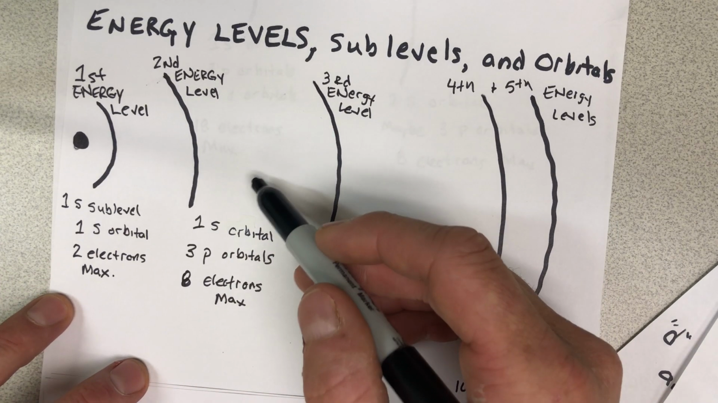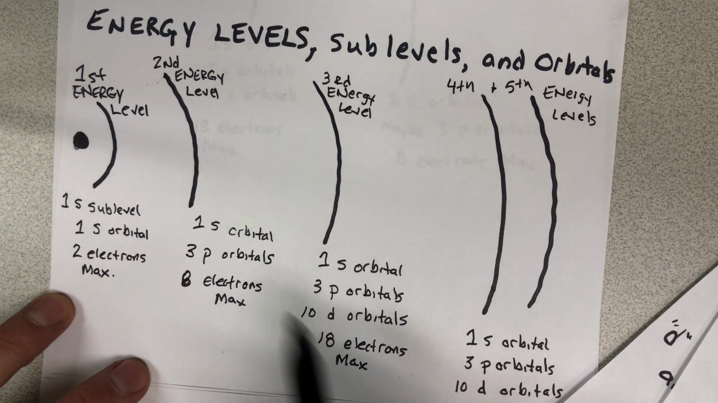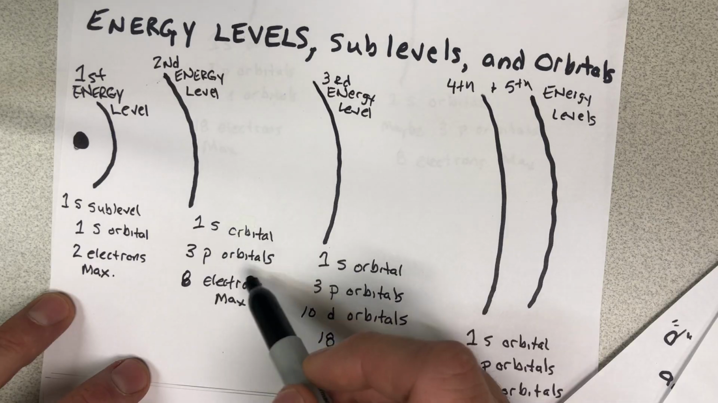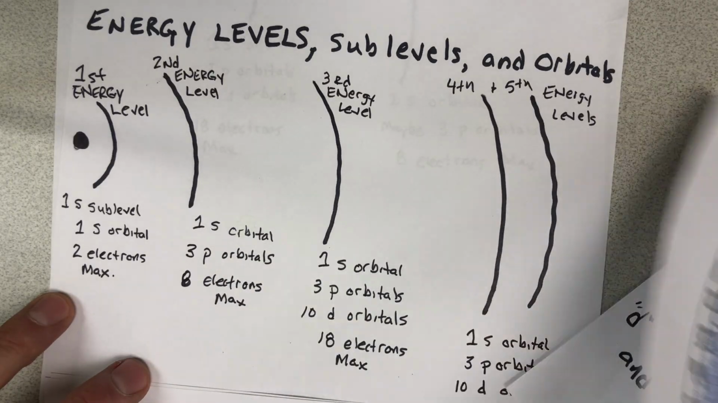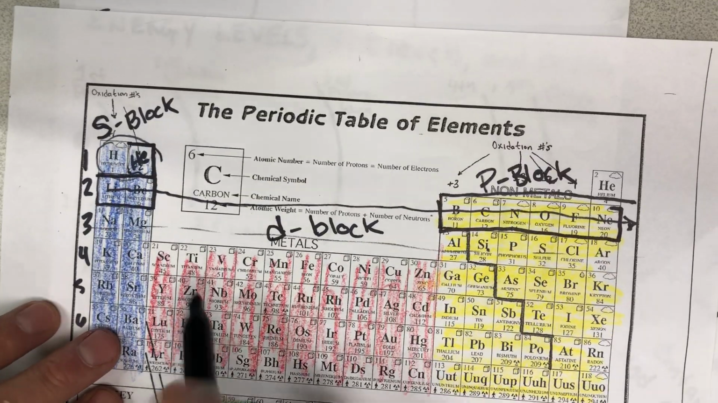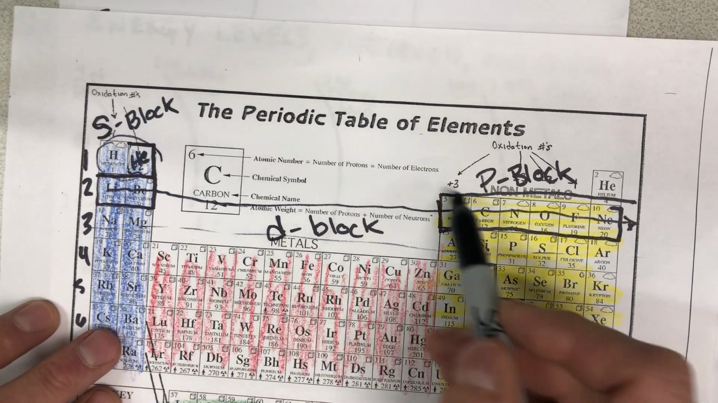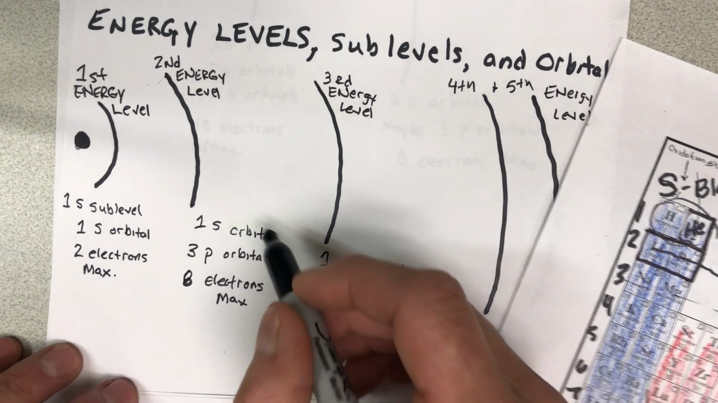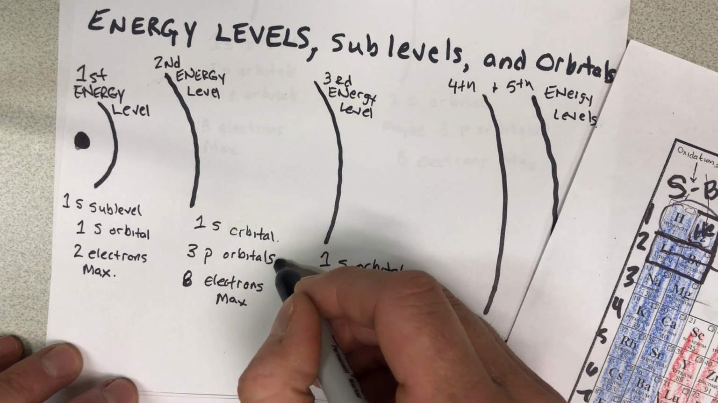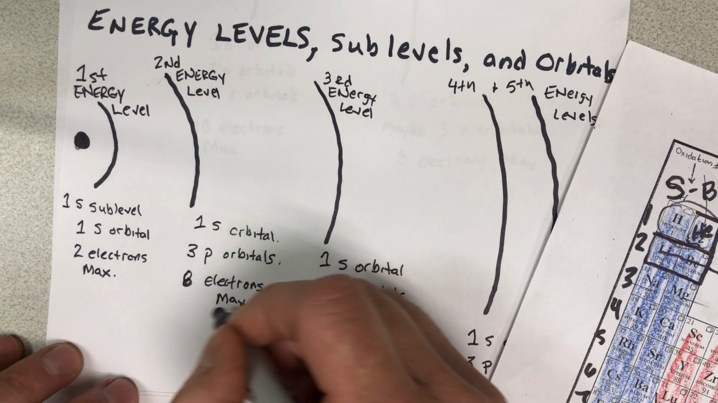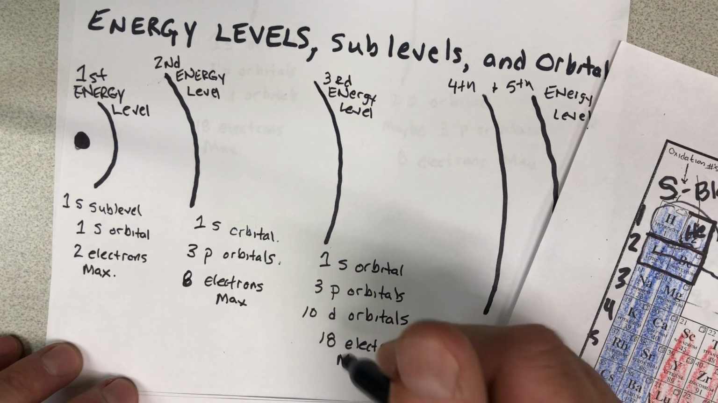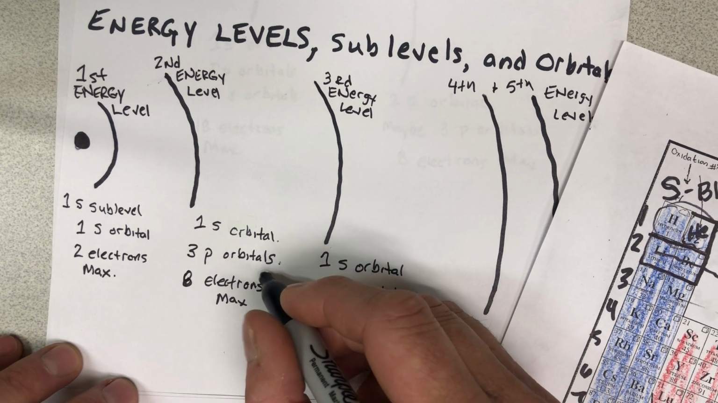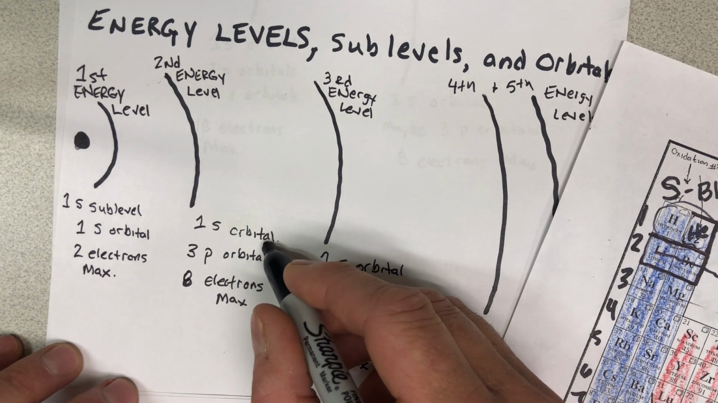Now the second energy level holds an S sublevel and a P sublevel, and that's the one that we drew the line through, right? In those we have a single S orbital and 3 P orbitals, and that holds a total of 8 electrons max. So 6 from the P orbitals and 2 from the S orbital.